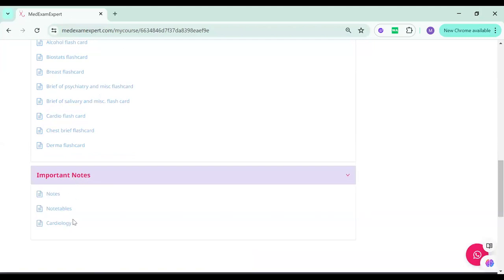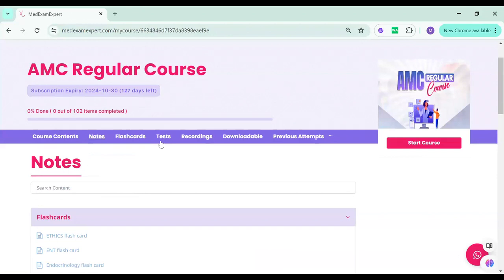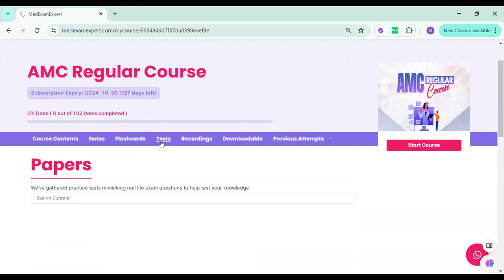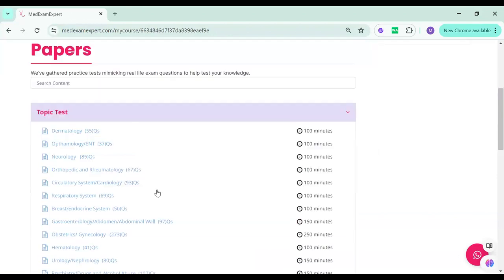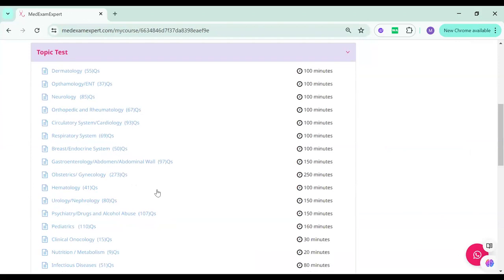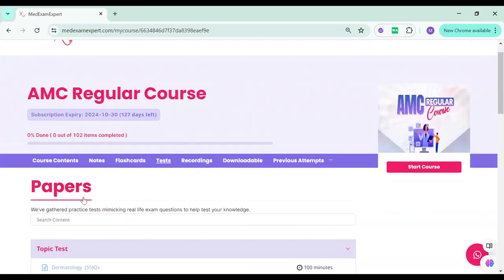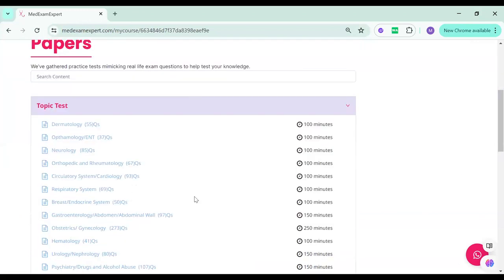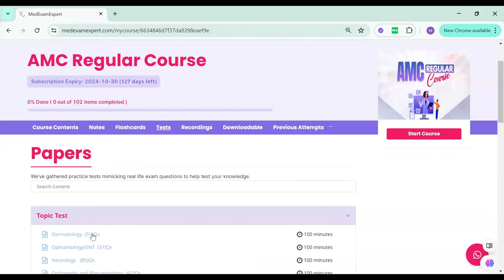In the notes, you will find some important notes that you can use to prepare your topics again. Then we have the test. In the test, you will find the question bank. You will find a test for every topic over here, like dermatology, ophthalmology, neurology. Once you prepare a topic, you can come over here, attempt the test and see how well your topic is prepared. You can assess your knowledge from here.